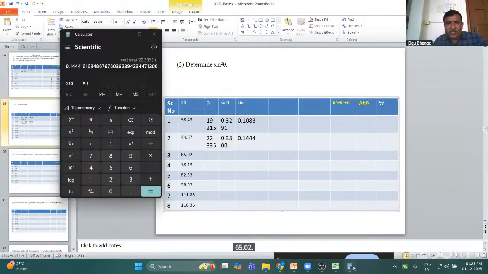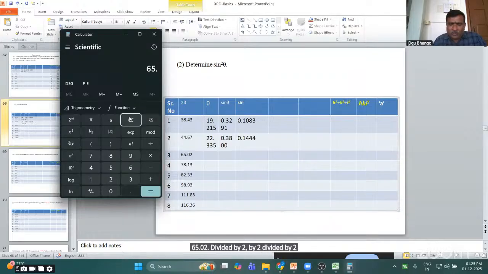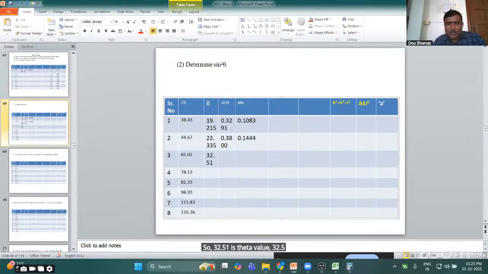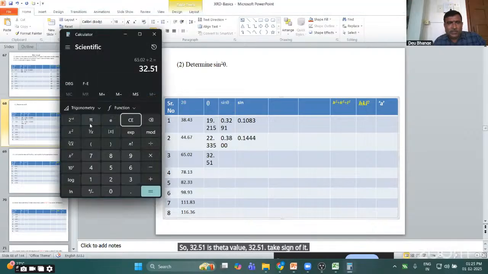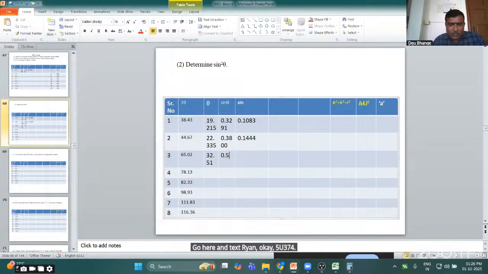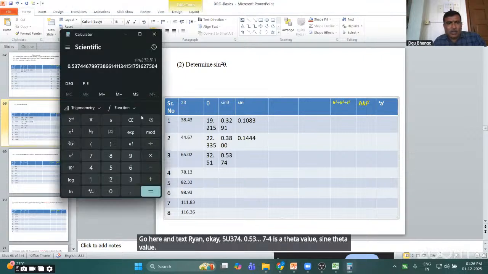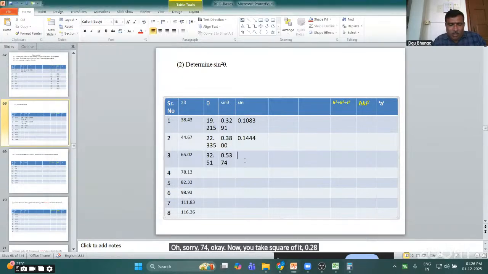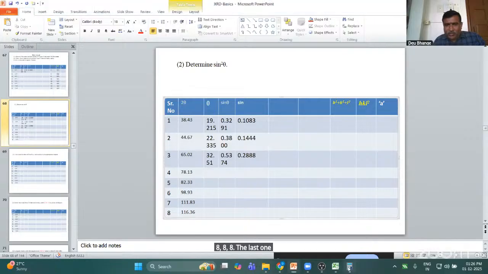65.02 divided by 2. Why divide it by 2? Because we want the theta value. In XRD we get 2 theta. So 32.51 is the theta value. Take sine of it. Go here and take sine. 0.5374 is the sine theta value. Now you take square of it. 0.288. The last one is 78.13.